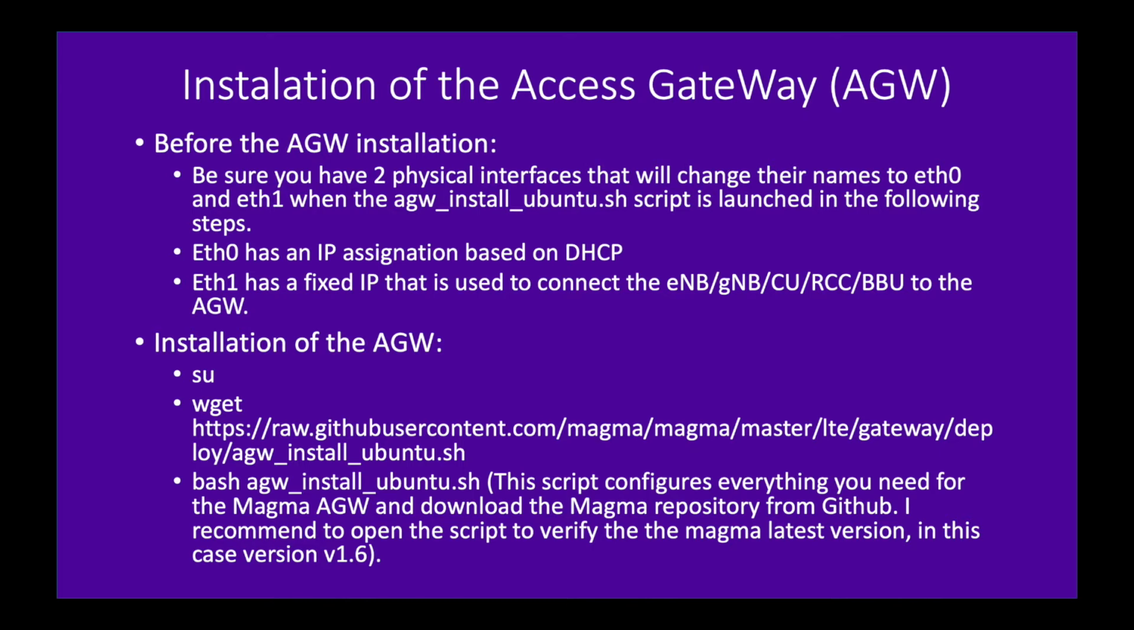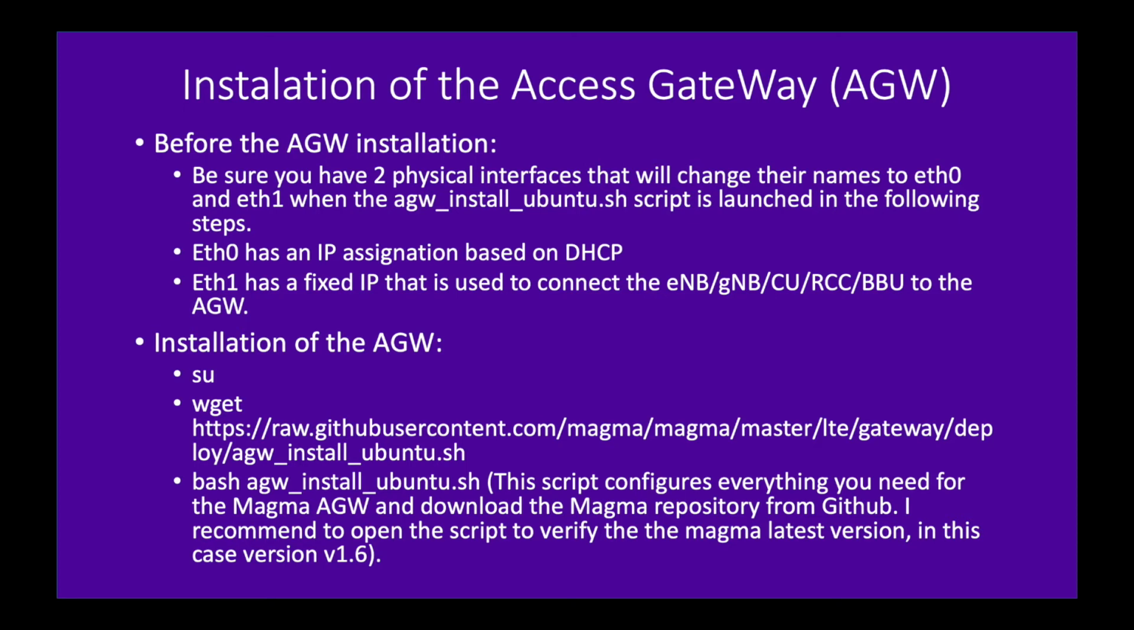But before that, we need two physical interfaces that will change their names to ETH1 and ETH0 when the access gateway script is launched. The first interface is ETH0, which has an IP assignment based on DHCP, and ETH1 has a fixed IP that is used to connect the eNodeB, gNodeB, CURCC, BBU, and more to the access gateway.